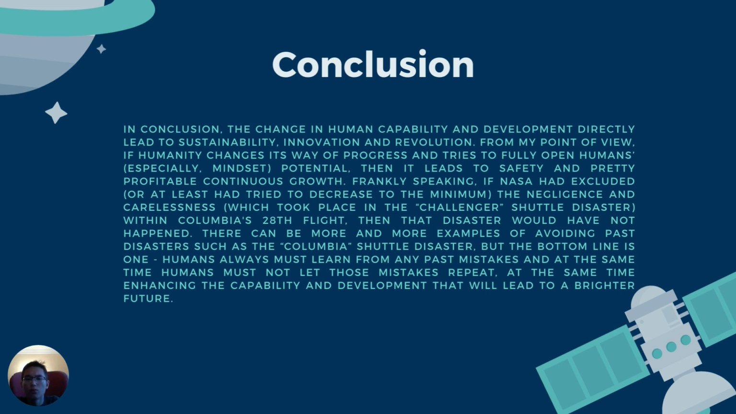There can be more and more examples of avoiding past disasters, such as the Columbia shuttle disaster. But the bottom line is one: humans always must learn from any past mistakes, and at the same time, humans must not let those mistakes repeat. At the same time, enhancing the capability and development will lead to a brighter future.